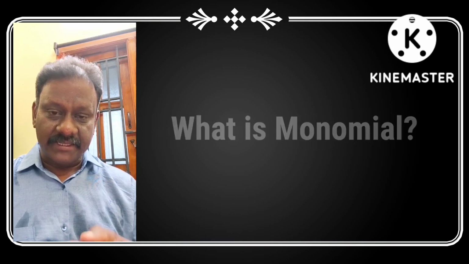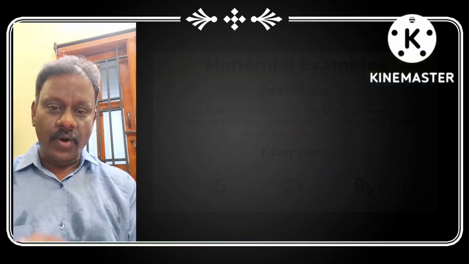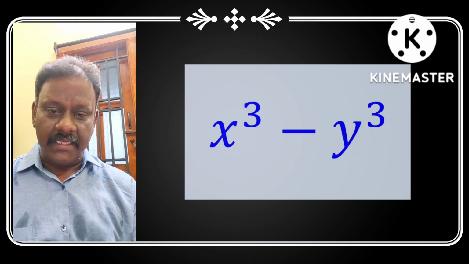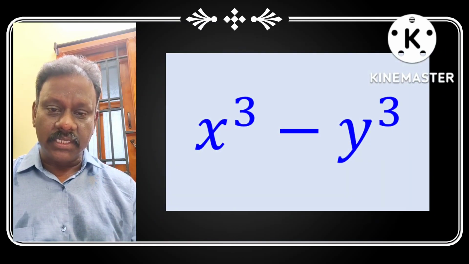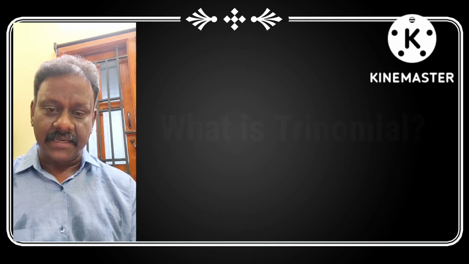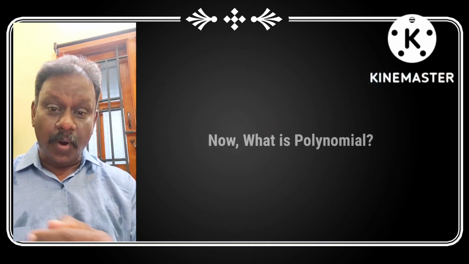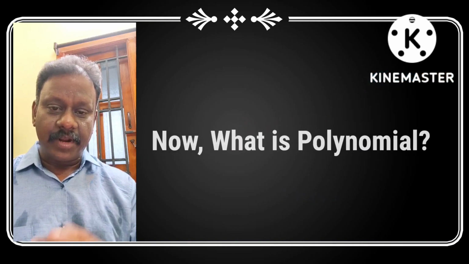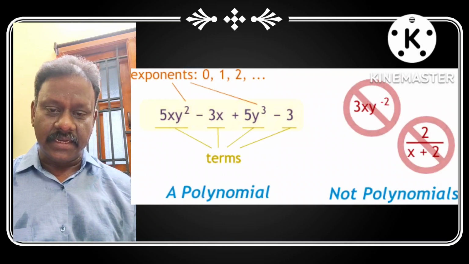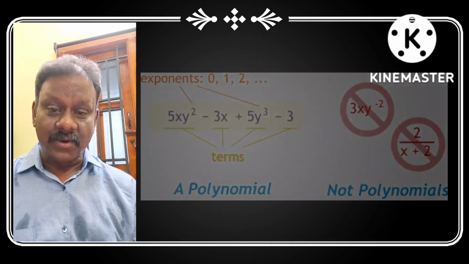And the students may say that if an algebraic expression has one term, that is known as monomial. And what is binomial? The student may answer that if it has 2 terms, it is binomial. And what is trinomial? The student may answer that if it has 3 terms, it is trinomial. Now let us see polynomial. An algebraic expression having more than 3 terms is known as polynomial. That is what we are going to discuss in this class. This is known as prompting.